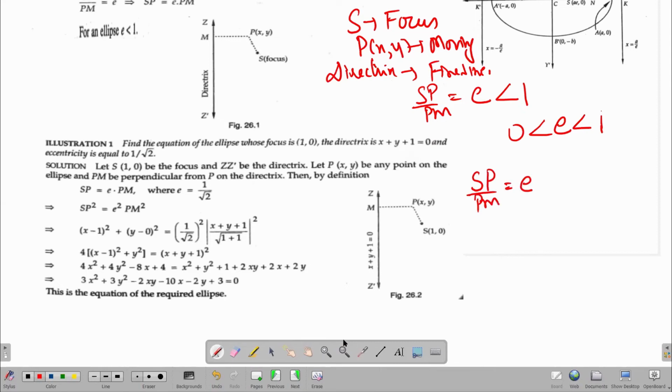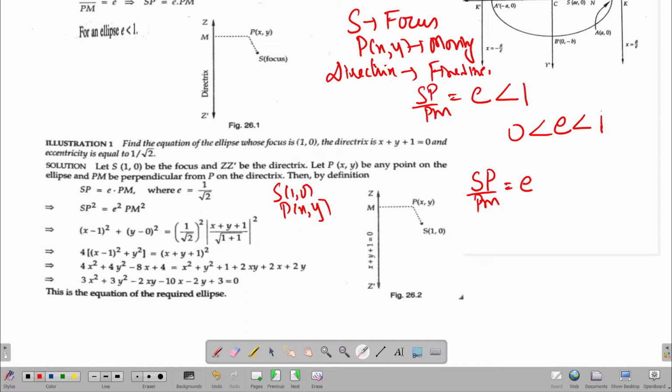S is the focus, that is (1, 0). P is the moving point, and SP is given by the distance formula between these two points, that is root of (x minus 1) whole square plus (y minus 0) whole square. If SP is equal to e PM, then SP square is equal to e square PM square. And this is the square of the distance formula between (x, y) and (1, 0). And in place of e square, I write (1 by root 2) whole square.